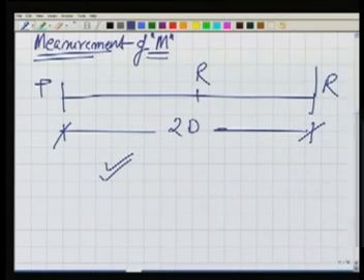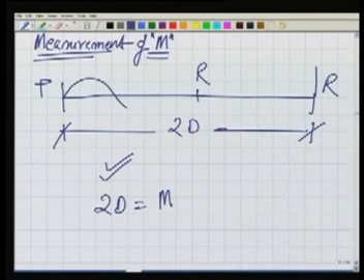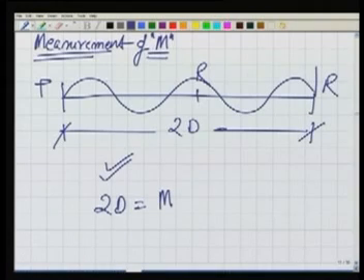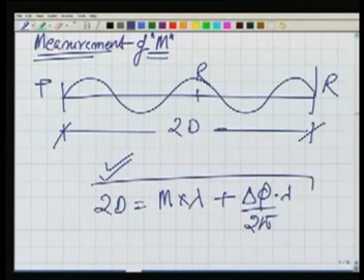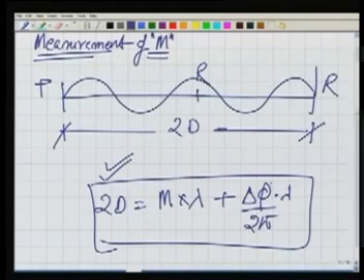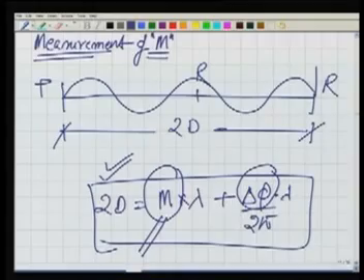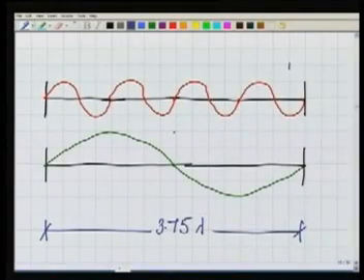We have seen this 2D is M. M stands for number of complete waves. How many complete waves are there? M into lambda plus delta phi into lambda divided by 2 pi. That's our equation. Now we have seen already how we can measure this phi, and we are trying to see what to do to determine this M. M means number of complete wavelengths. Now in order to do that, we will go to this diagram.